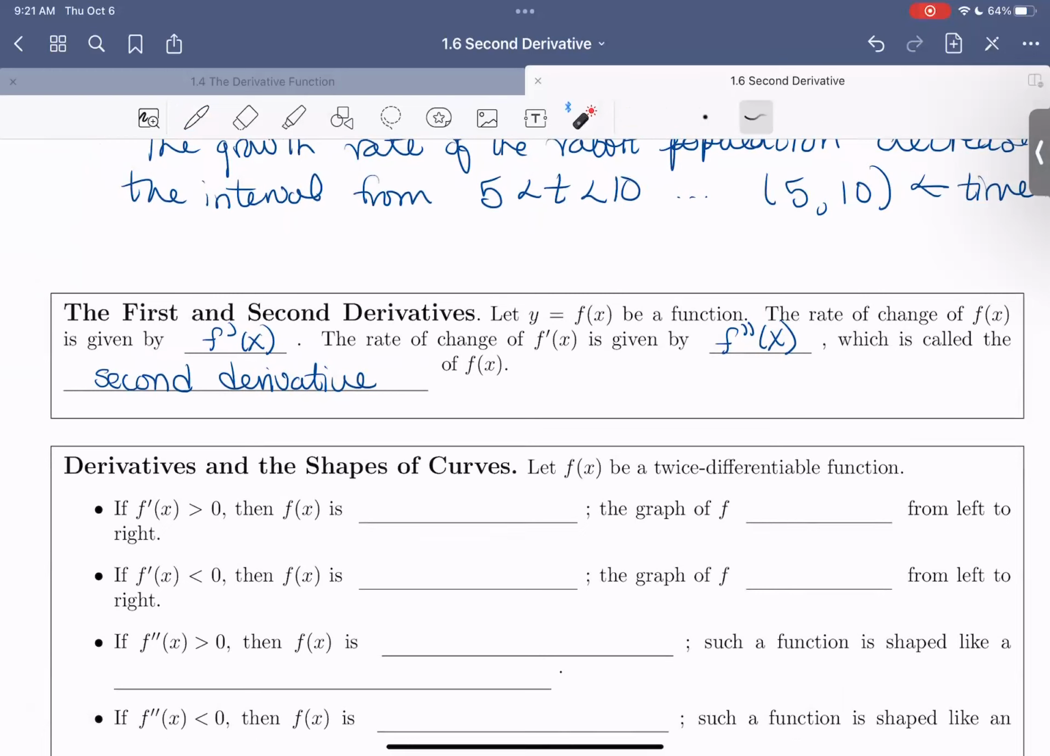So again, looking at a function f of x, if we consider the rate of change of that function, we write f prime of x. It's the rate of change of f. So if we want to consider the rate of change of f prime, then we just slap on another prime symbol, f double prime of x, again, which is called the second derivative.